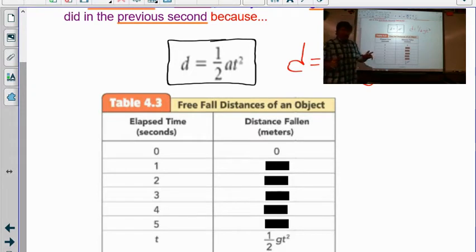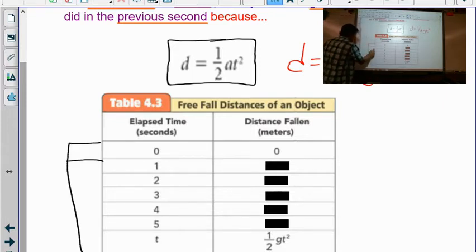And I'm going to kind of show two ways. I'm going to show the formula way, but I also want you to understand what's happening here. So I have elapsed time 0 seconds. So in 0 seconds, something is going to fall no distance. That's easy. So after 1 second, how far will it fall? So I'm actually going to add a little column over here. And I'm going to fill it in, and I wish I had done this on your paper, but this just came to me. Let's call it its velocity.